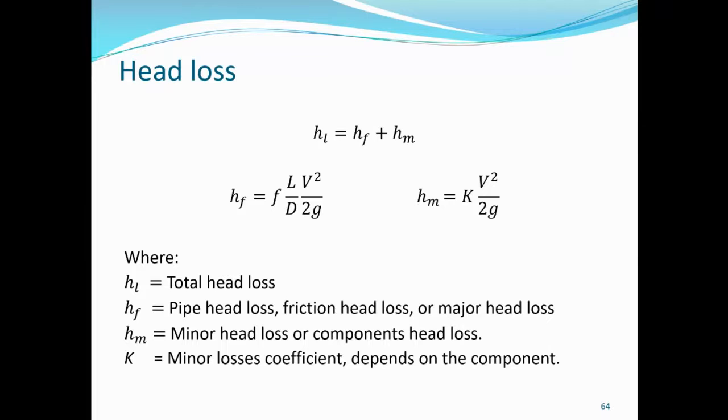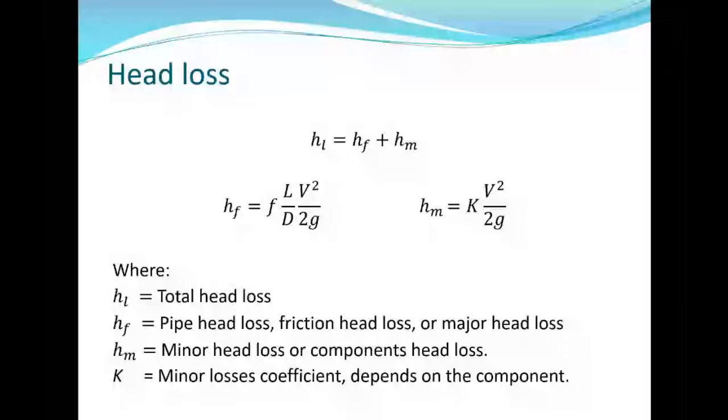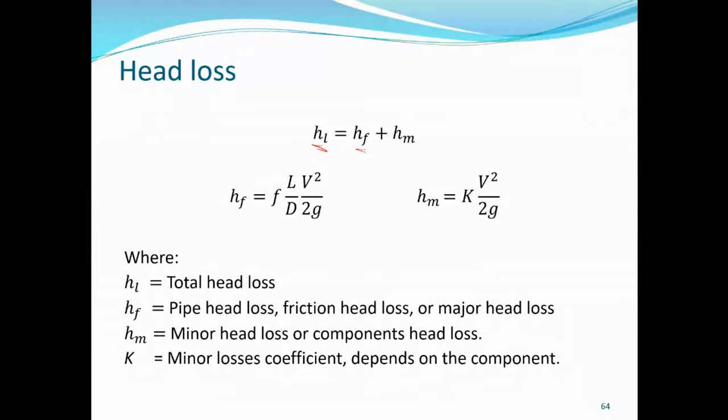Now, for the remaining time we have, we'll quickly explain the minor head loss. Again, we talked about the major head loss, which is due to the frictional force, the shear force at the wall. But the total head loss is simply the sum of the frictional or major head loss and the minor head loss.